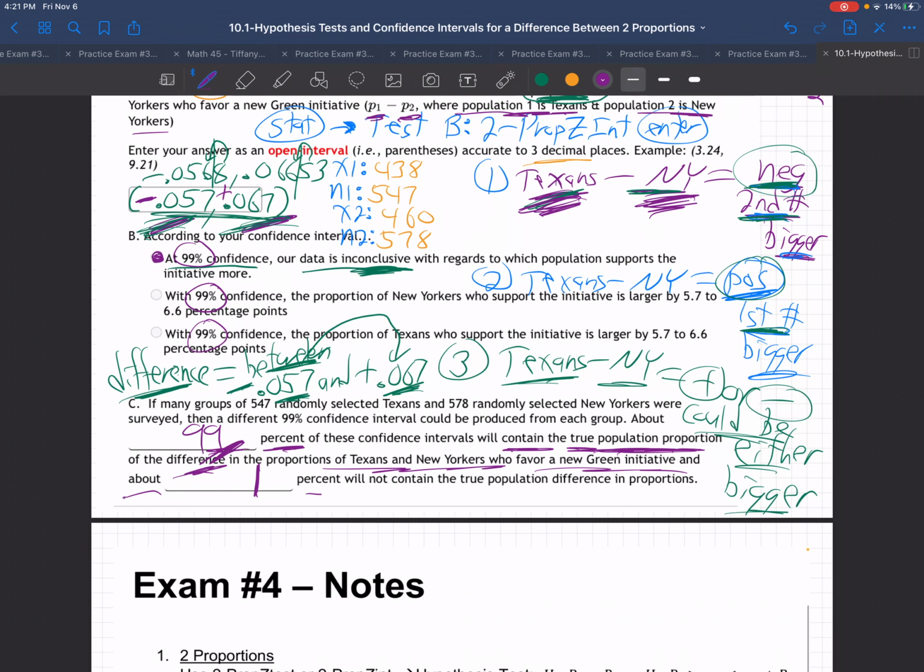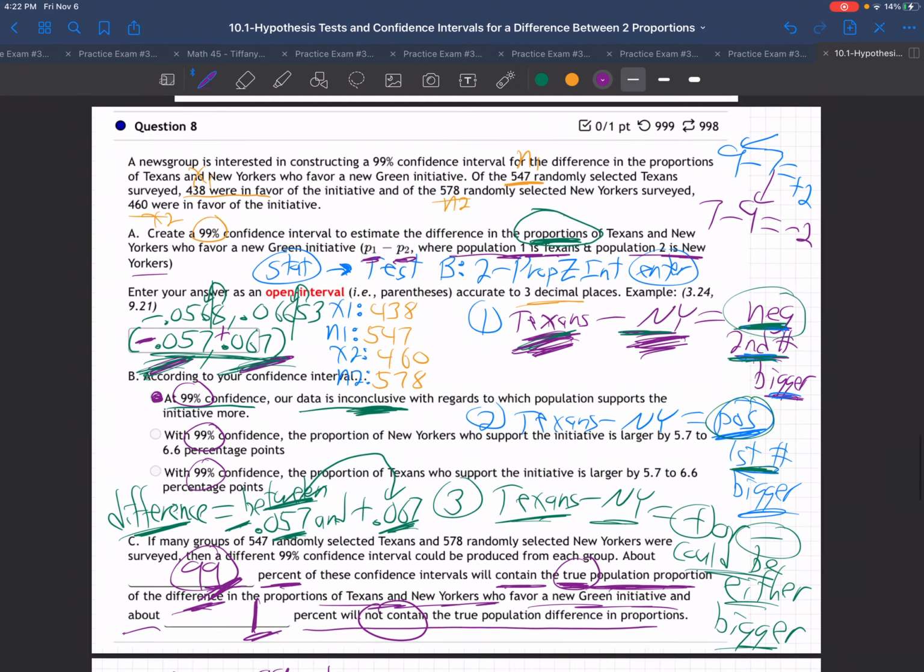1% of these intervals will not contain the true value. How did I come up with 1? I took 100 minus 99, right? Because if 99% of them contain the true proportion, 1% will not contain it. Does that make sense? If we're 99% confident, then 99% of all confidence intervals like this that we do will contain the true answer, which means 1% of them won't. So there we go.